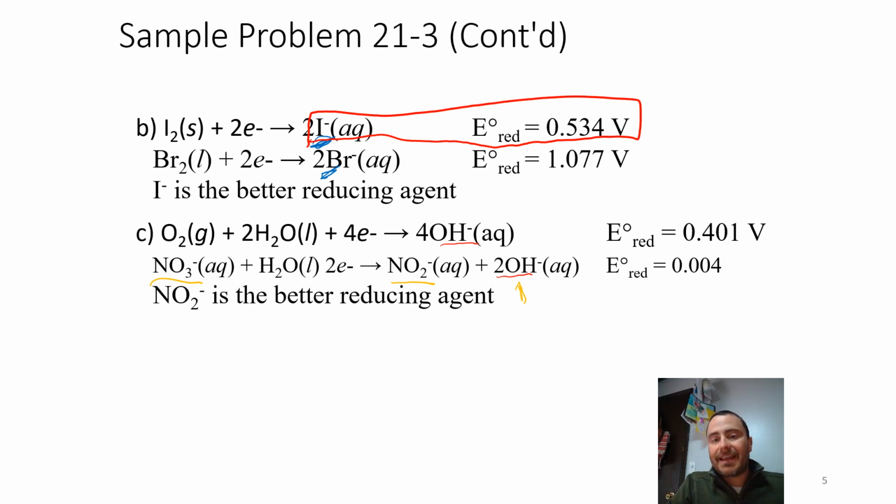So again, now we're just going to look up which of these values is smaller. The reduction potential for the NO2, our nitrite, is 0.004. That's much smaller, so that is the correct answer.